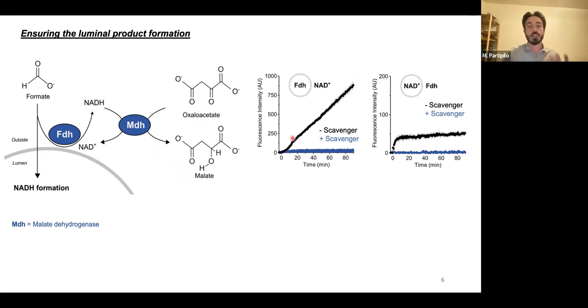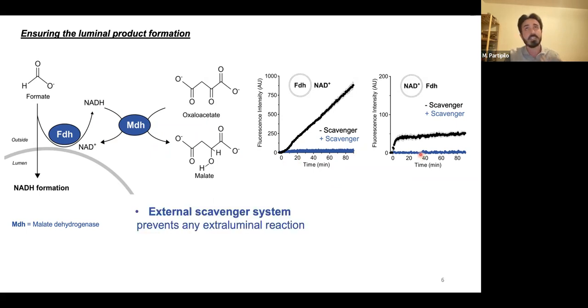And when we try to carry out the negative controls that I mentioned before in the presence of the scavenger, that corresponds to the blue line, you can see how we indeed stop having any development of fluorescence that was coming from the outside. So eventually the presence of the scavenger system was preventing any extraluminal reaction.